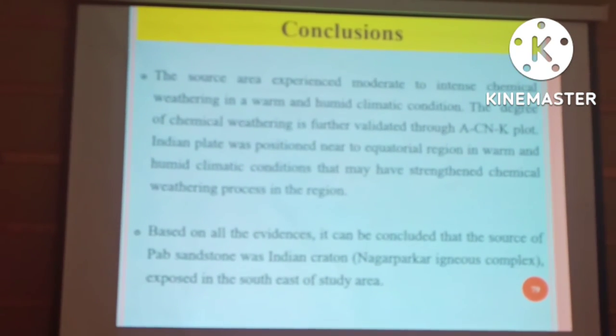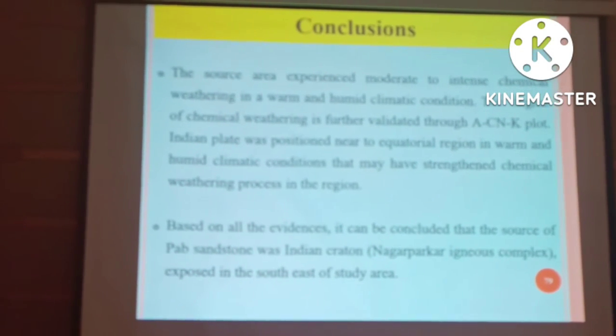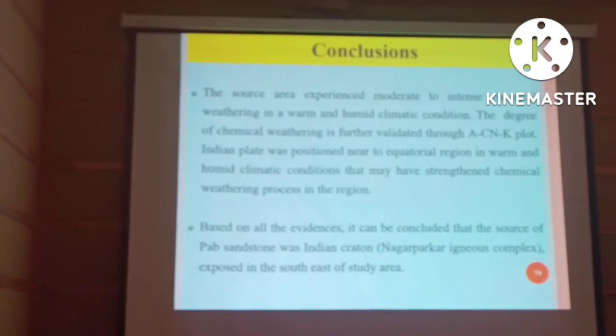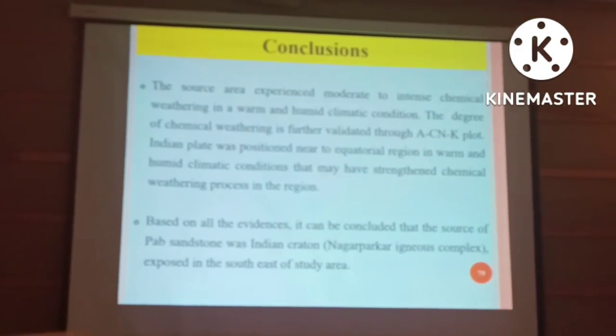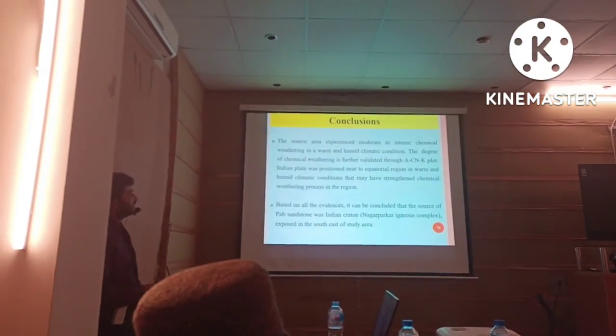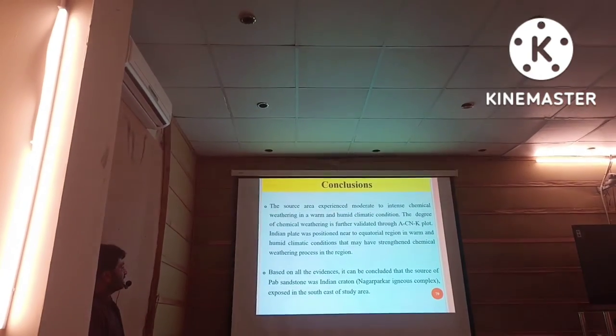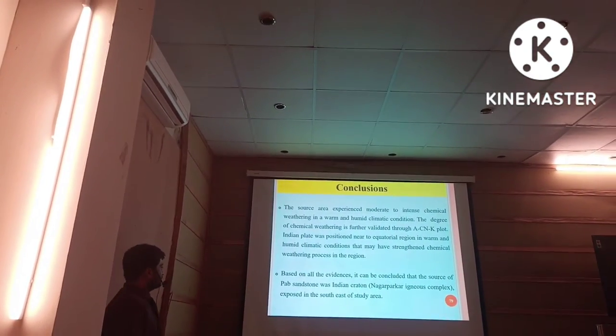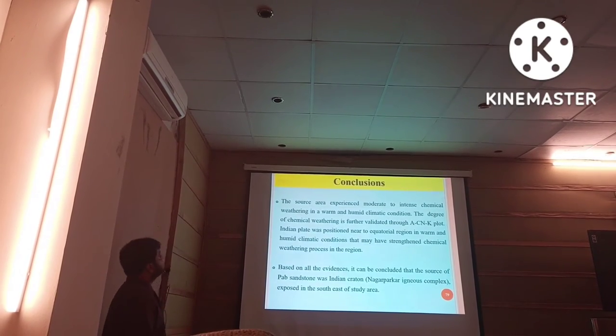The degree of chemical weathering also validated this. The Indian plate was positioned near the equatorial region in warm and humid climatic conditions that may have strengthened the chemical weathering process in the region. So based on all evidences, it can be concluded that the source of the Pub sandstone was the Indian craton, Nagar Parkar, exposed in the southeast of the study area.